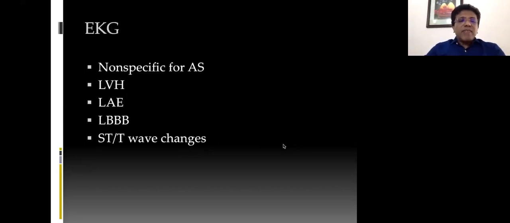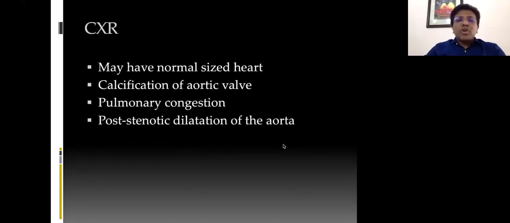So as I said, LVH, left atrial enlargement, LBBB and ST-T changes are the ECG findings. Chest X-ray usually shows a normal sized heart. We can have calcification of the aortic valve. When you have heart failure, you can have pulmonary venous hypertension and post-stenotic dilatation of the aorta.